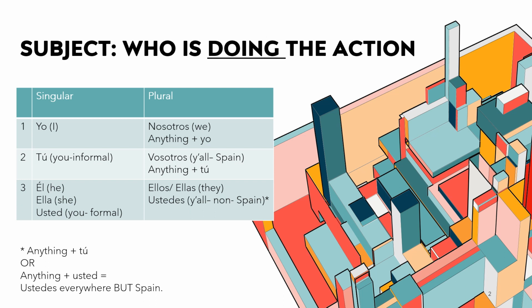So a quick reference, I want to point you to the bottom of the screen. Anything plus tú in Spain is vosotros, right? Because we have tú, which is second person. We have more than one person in there. It'll become plural, vosotros, y'all. However, everywhere but Spain, ustedes will be used with anything plus tú or anything plus usted. All right, so anything plus tú equals vosotros only in Spain. Everywhere else, you'll see and hear ustedes as the word for y'all.